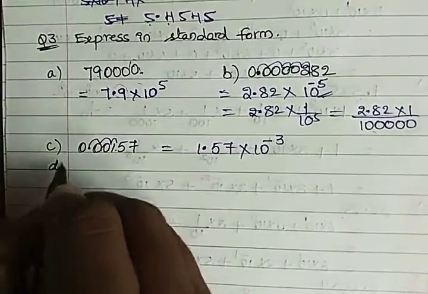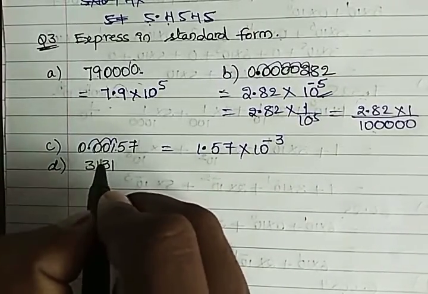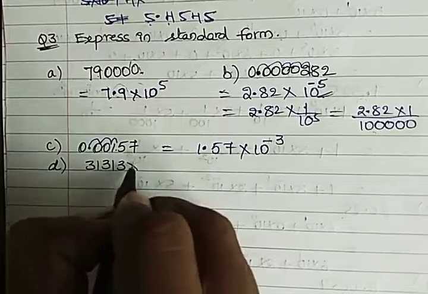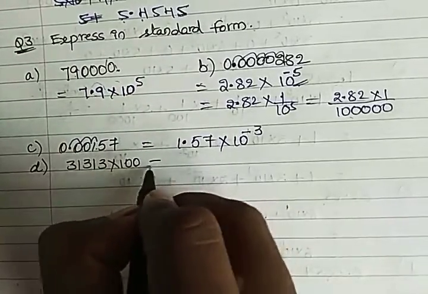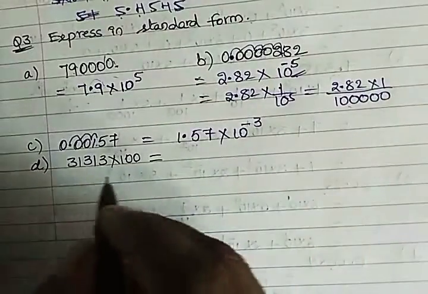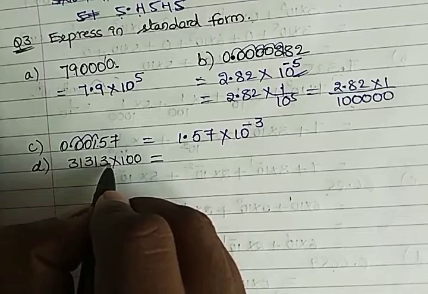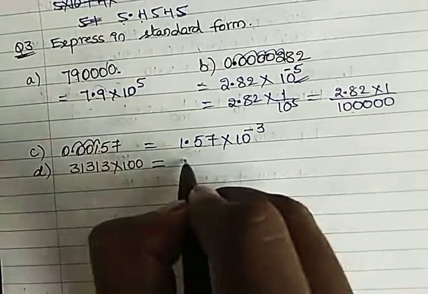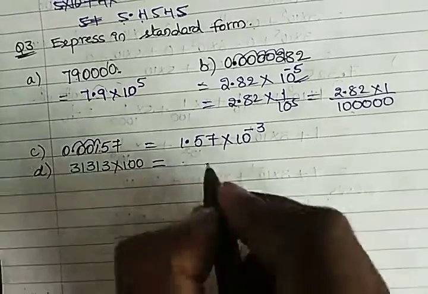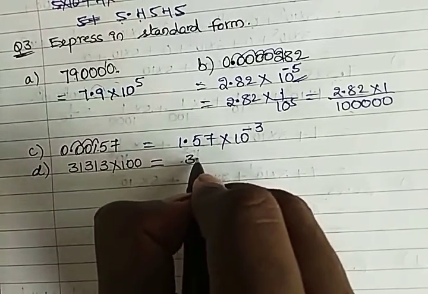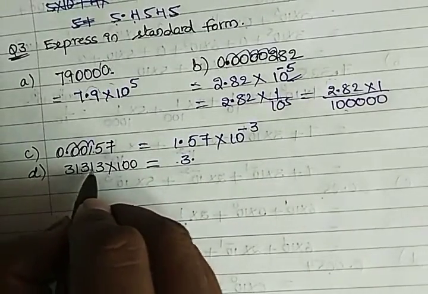D1 is 31313 into 100 is equal to. Right now the decimal point is here. So from here 1, 2, 3, 4 places it has to be shifted. So the decimal point should come here, and after the decimal point 1, 2, 3, 4 digits are there.